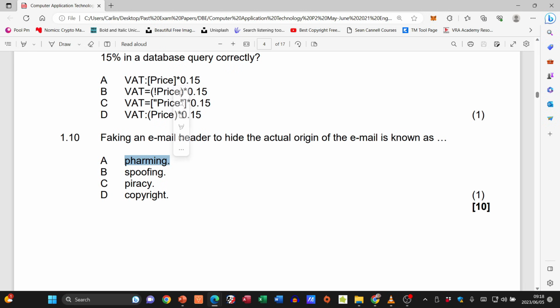And farming, remember our fishing and farming? Fishing, where we are trying to bait a user into giving us information. Farming, where we're creating like fake websites. And spoofing is the one we are looking at. Spoofing is the process of creating a fake email header to hide the actual origin of the email. Okay, and that wraps up question number 1.